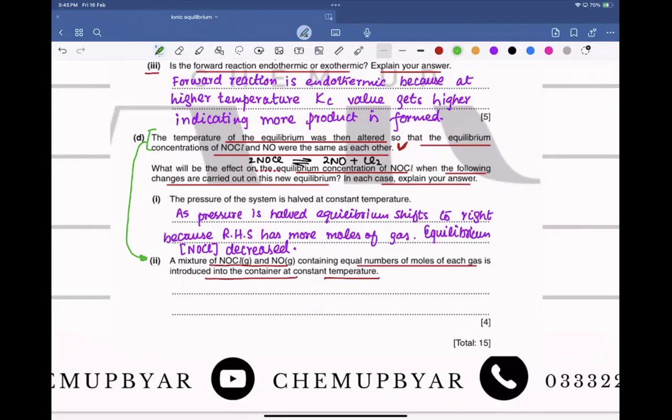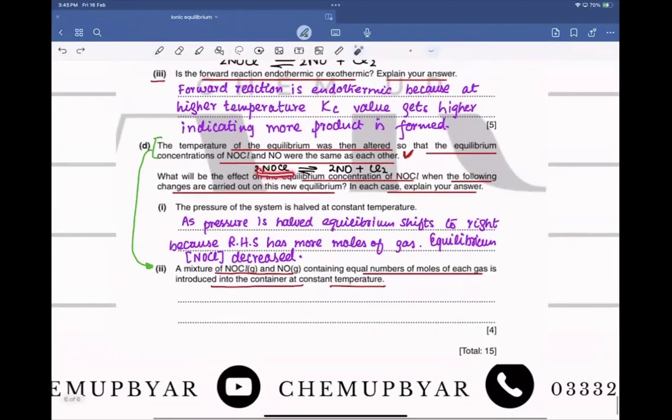See, these two get equal to each other, isn't it? Yes, sir. So if we add equal amounts of both, will it affect the equilibrium? No, sir. Yes, very good. It will not affect the equilibrium. So it means that the position of equilibrium would not change, and as a result, there will be no change in the equilibrium concentration of NOCl as well.